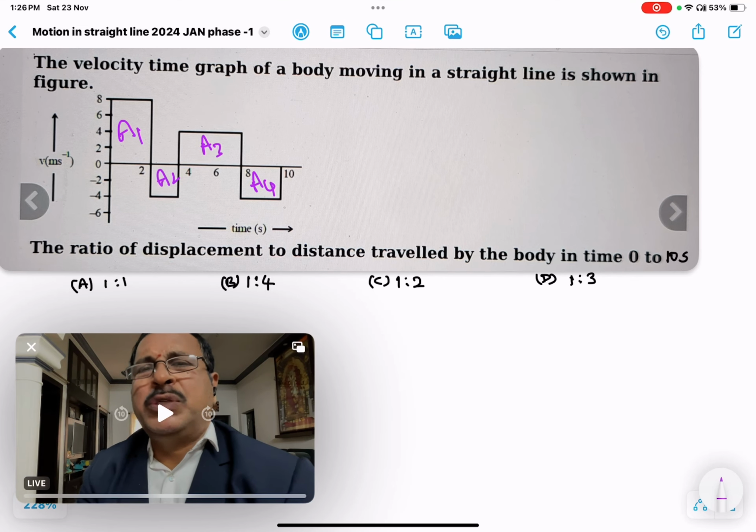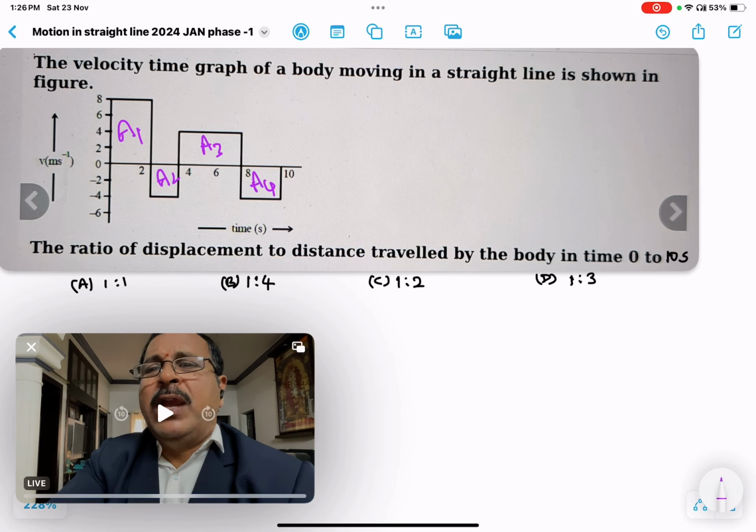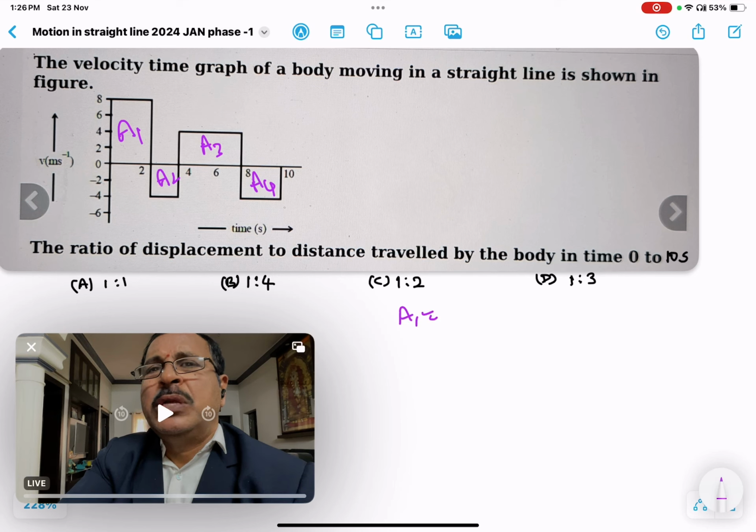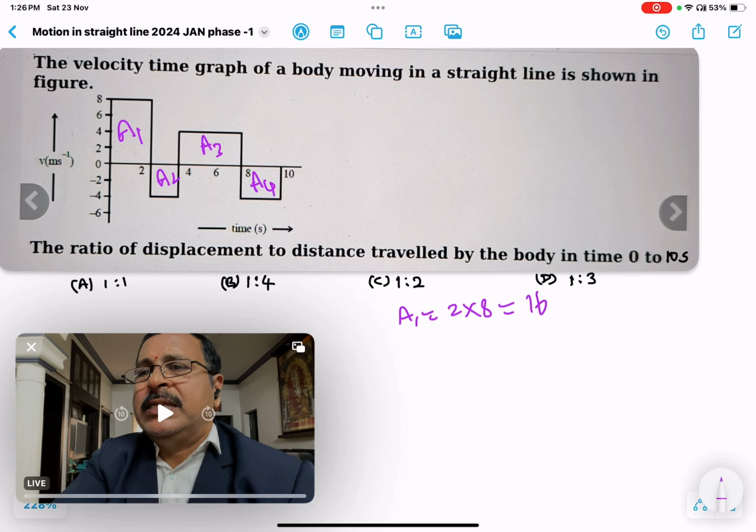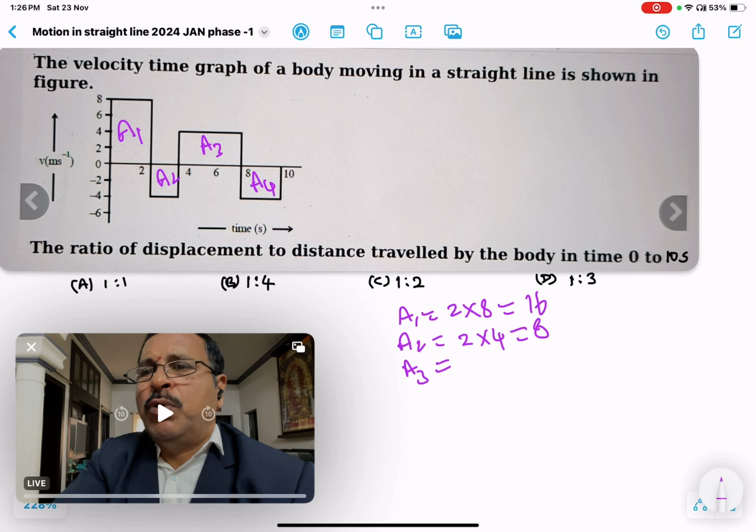So every student can do this problem. A1 value, how much? Length into breadth, area of a rectangle: A1 equals 2 into 8, that is 16. A2 equals 4 minus 2, that is 2, into 4 below the x-axis, so that is 8. A3 equals 8 minus 4, that is 4, into 4 on the y-axis, that is 16, and A4 equals 2 into 4, that equals 8.